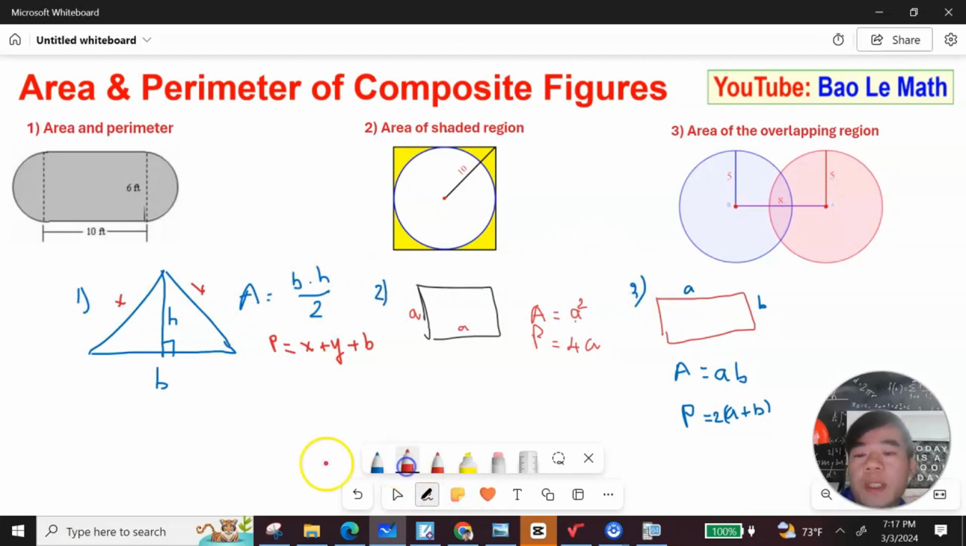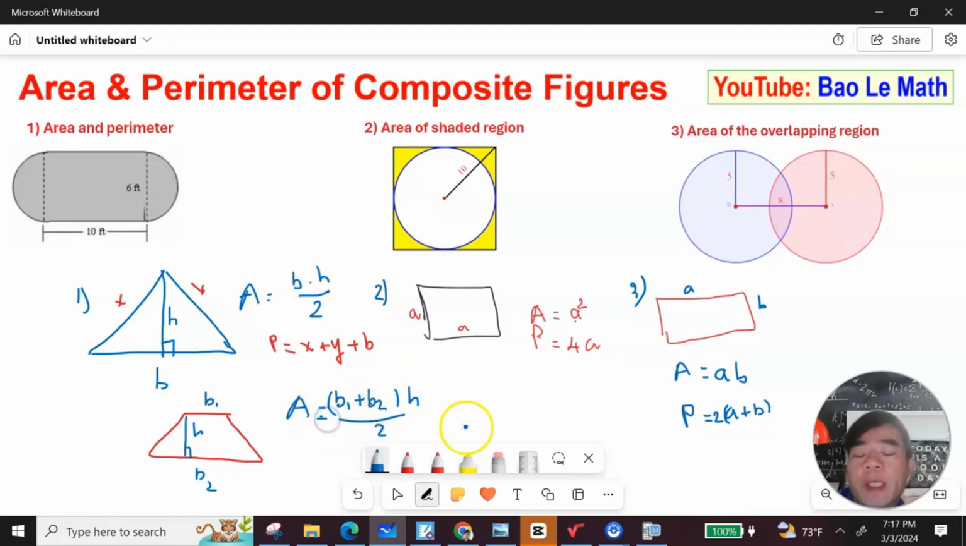Now we're going to talk about the trapezoid. A trapezoid has two parallel bases. So this is base 1, this is base 2, and the height is right here. The area should be base 1 plus base 2, multiplied by the height, divided by 2. Next, after the trapezoid, we're going to talk about the parallelogram.